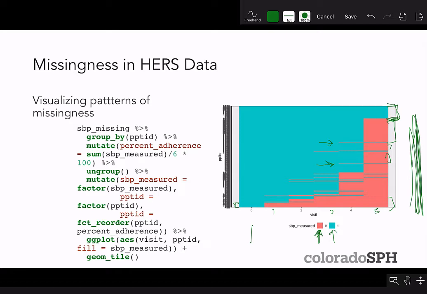Then I am factoring the patient ID and the systolic blood pressure measured variable. And then I'm using this factor reorder function from the forcats package to reorder the patient IDs by percent adherence. So they'll be factored from lowest to highest percent that they showed up for visits. And then finally, I'm using ggplot, and I'm using this geom tile function to produce a heat map.